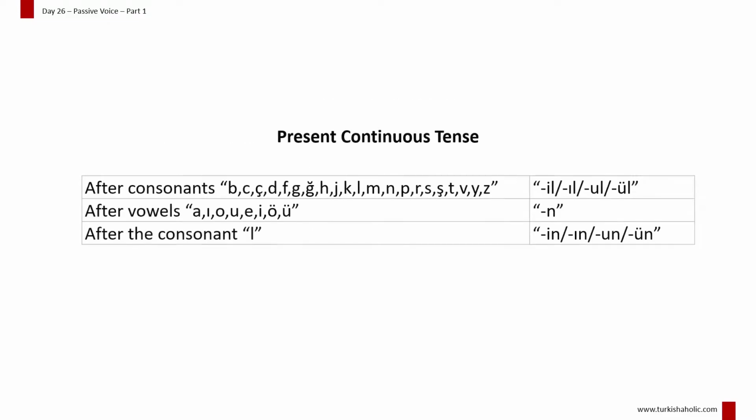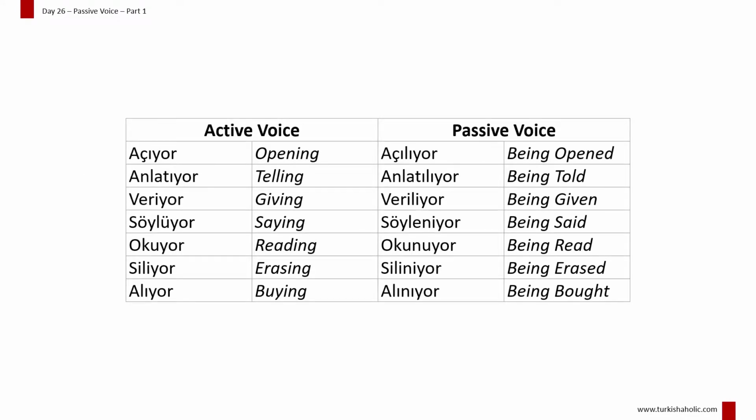Making passive voice for present continuous tense is similar to what we saw with the present simple tense. The only difference from the present simple tense is we add the present continuous suffix ior after the passive voice suffix. Be sure to follow the below chart and vowel harmony when adding the passive voice suffix. Let's first see how passive voice words are made in the present continuous tense.